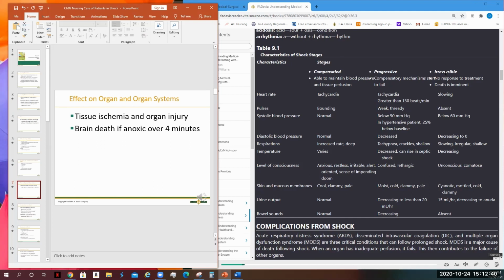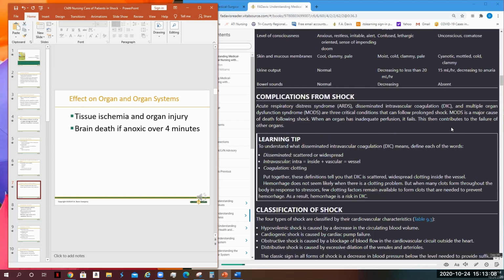You will have shallow, irregular, slowing respirations, decreasing body temperature, and the patient at that point will likely be unconscious and comatose. They will be cyanotic, mottled, cold, and clammy, and their urine output will be as low as 15 milliliters per hour, or even decreasing until there is no longer any urine output.